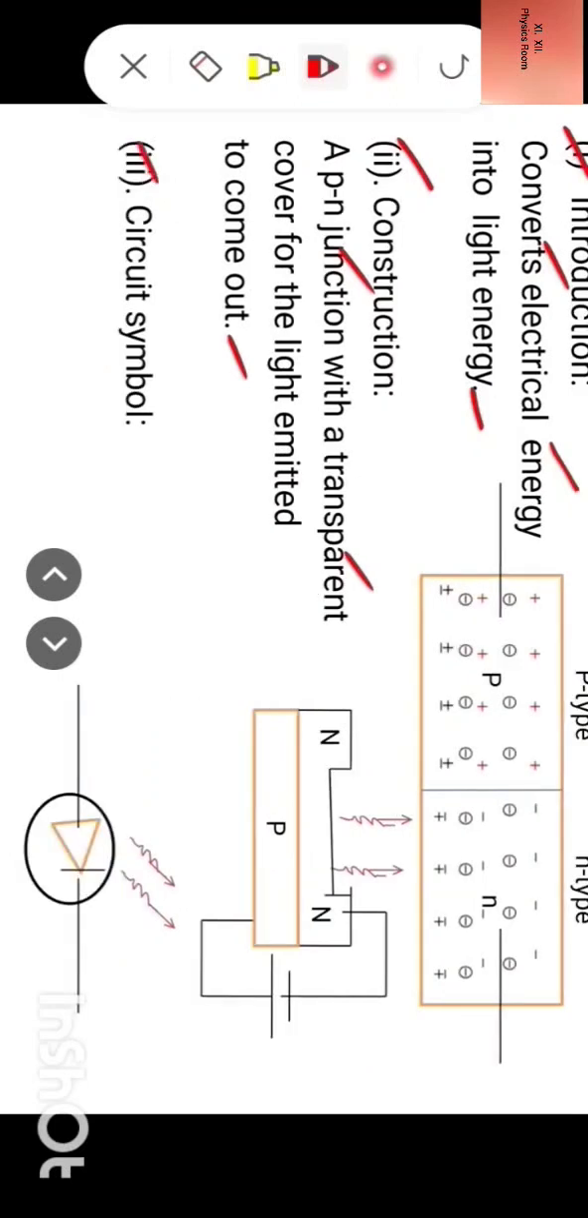Now third, circuit symbol. Circuit symbol is as shown here. A diode covered with a transparent case, which is shown in the form of a circle, and two photons which are being emitted out. Wherever you see such a diagram, immediately you assume that it is an LED.